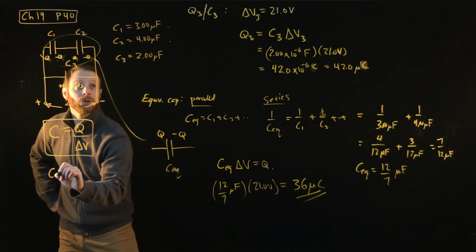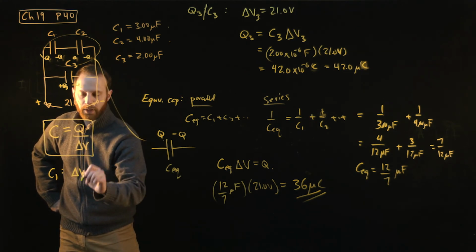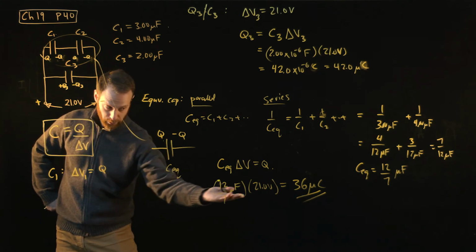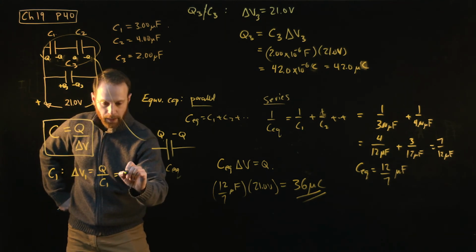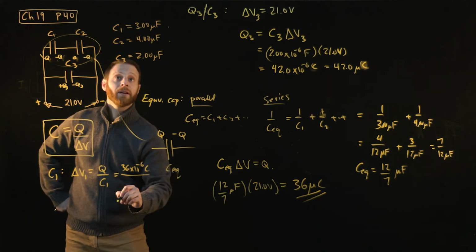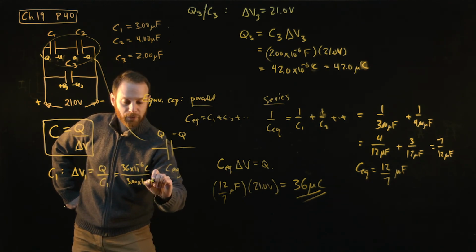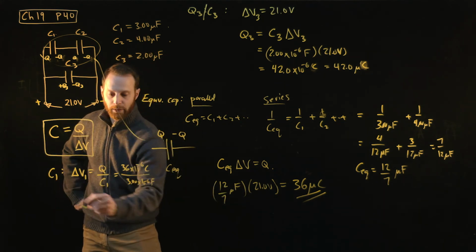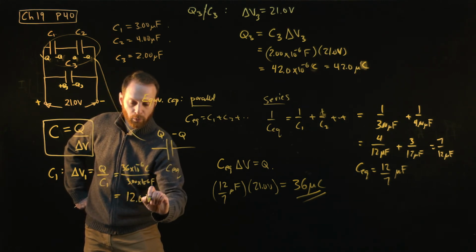So for capacitor number 1, we're trying to find the voltage. Apparently the voltage for capacitor 1 is the charge there, that's just Q, this number, divided by the capacitance. I'll write that as 36 times 10 to the minus 6 coulombs divided by the capacitance of the first one, which is 3.00 times 10 to the minus 6 farads. The 10 to the minus 6's cancel. 36 over 3 is 12, and so apparently the voltage on the first capacitor is simply 12.0 volts.